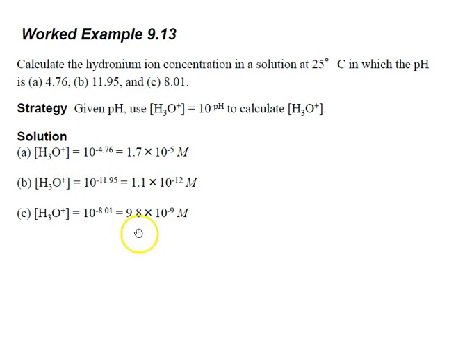So same thing, we just have to plug these in. I'll go through the first one and then just read the answers for the next two. For part A, it's 10 raised to the power of negative 4.76, and we get back our hydronium concentration, 1.7 times 10 to the negative 5 molar. If you would take the negative log of this value, you'd get back the pH, which is 4.76. So 9.12 and 9.13 are showing you the forward and the reverse: going from concentration to pH, and then going from pH to concentration. And the answers for part B and C are 1.1 times 10 to the negative 12, 9.8 times 10 to the negative 9.